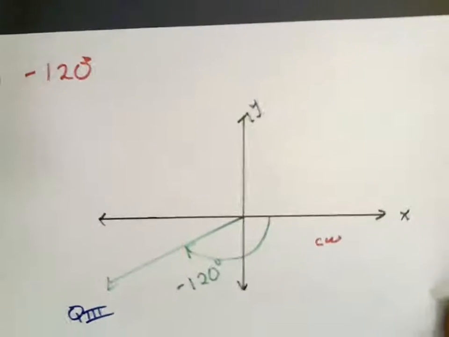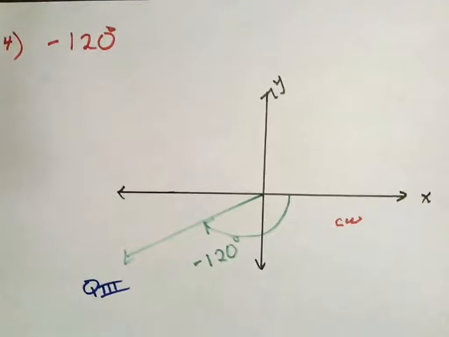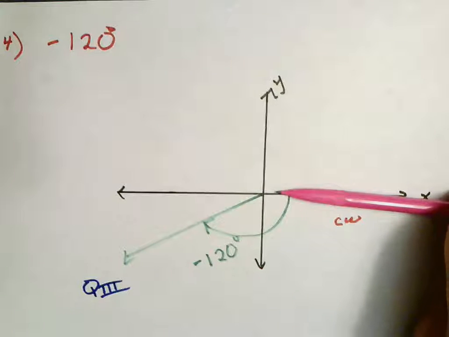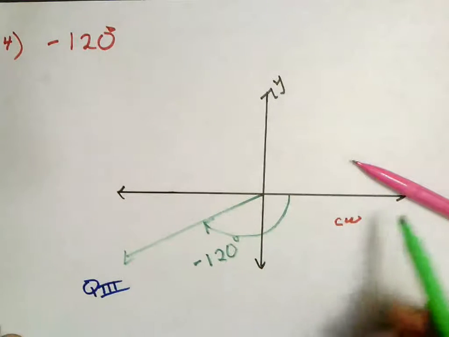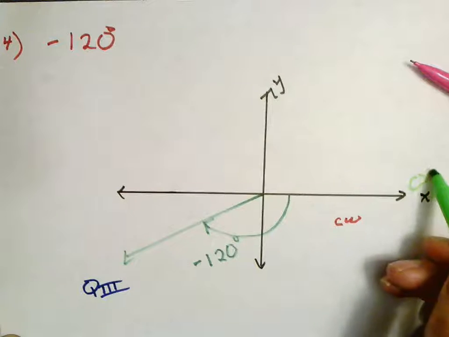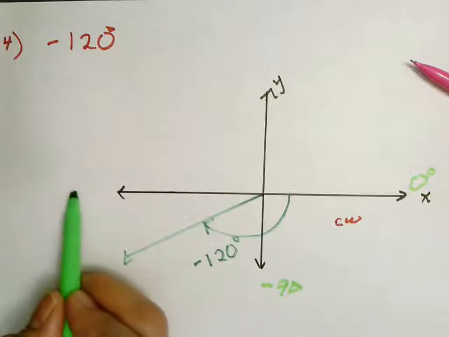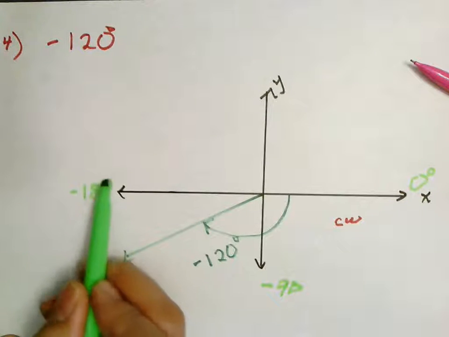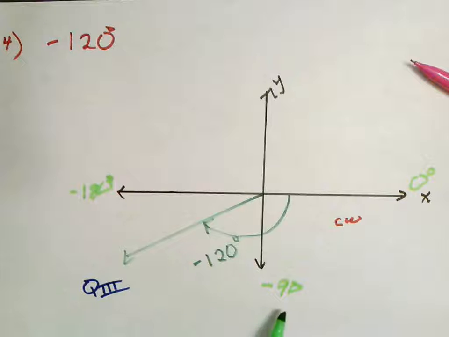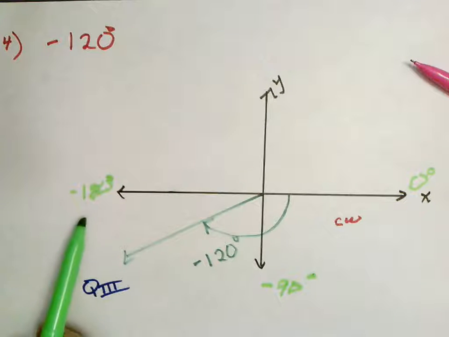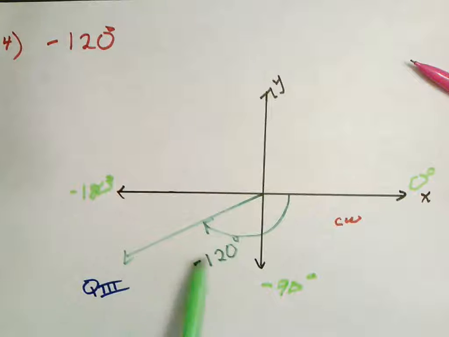Let's look at another example. Here we have a negative 120 degrees. We're going to start on the positive x-axis. As this is negative, we're going clockwise. So you start off with 0 degrees, negative 90 degrees, then a negative 180 degrees. Well, a negative 120 degrees falls between a negative 90 degrees and a negative 180 degrees. So you see it terminates in quadrant 3.